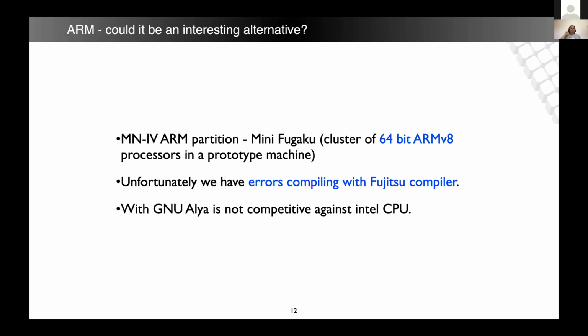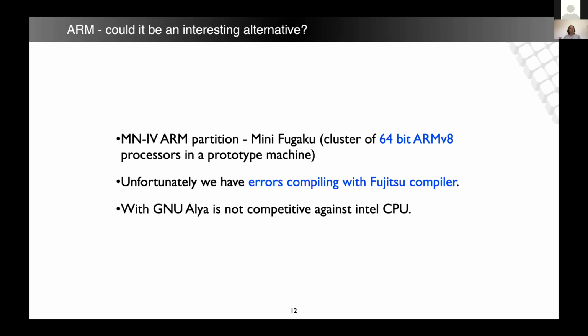A small comment on the ARM machines. In Barcelona, we also have a small ARM partition. This is kind of a mini Fugaku, the same chips, but at a much smaller level. And we also have the Fujitsu compiler, but we have not been able to compile Alya with the Fujitsu compiler. And I understand that this is work that needs to be done in the Fujitsu compiler.